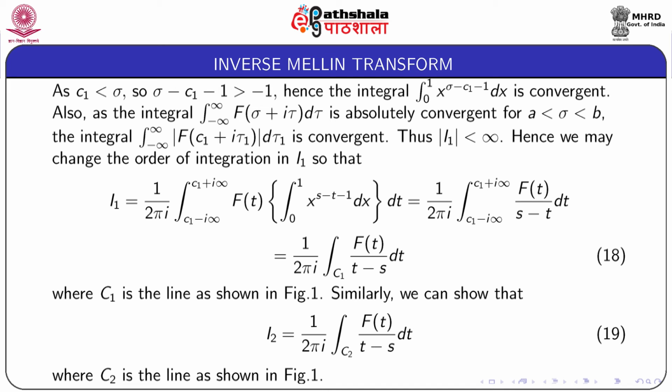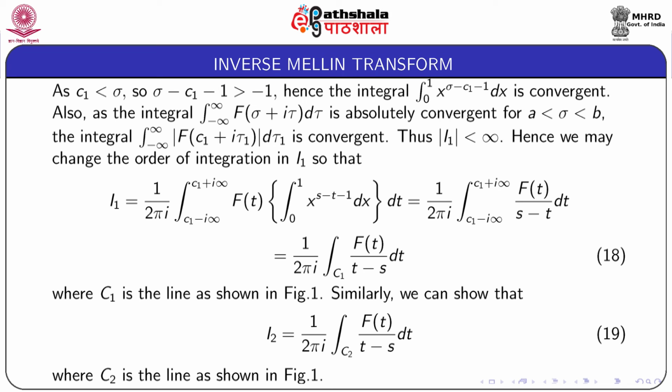Now, as c1 is less than sigma, so sigma minus c1 minus 1 is greater than minus 1, hence the integral from 0 to 1 x to the power sigma minus c1 minus 1 dx appearing here is convergent. Also, as the integral from minus infinity to plus infinity capital F sigma plus i tau d tau is absolutely convergent for a less than sigma less than b, the integral from minus infinity to plus infinity mod of f c1 plus i tau 1 d tau 1 is convergent.